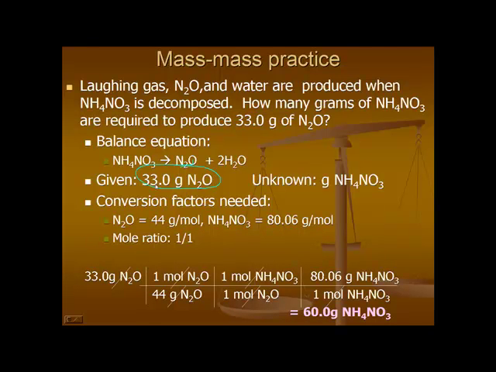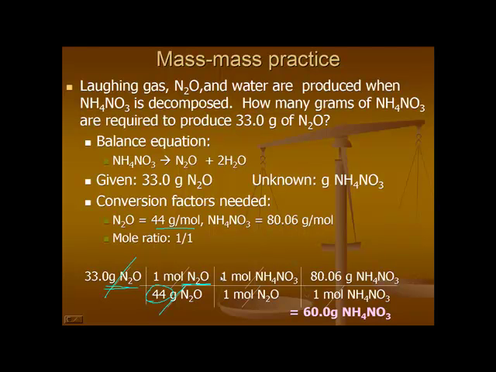Our given is what we started with, so that was the first thing we put down. Next is changing from the grams of the N2O into moles. To change from grams to moles, since I'm canceling grams, grams goes on the bottom. This number came from adding it up on the periodic table. That gets me moles of N2O.